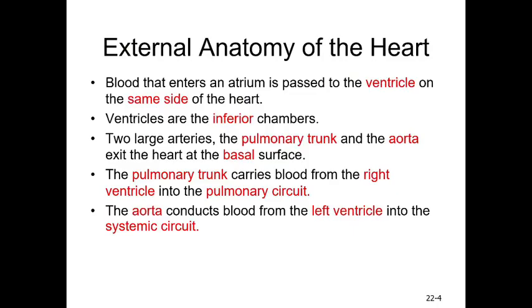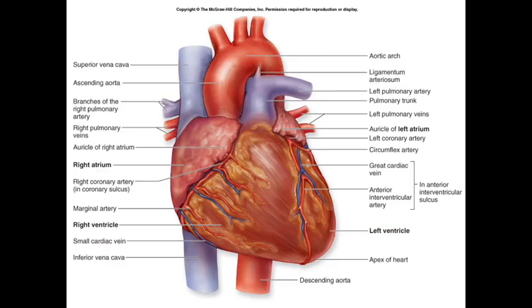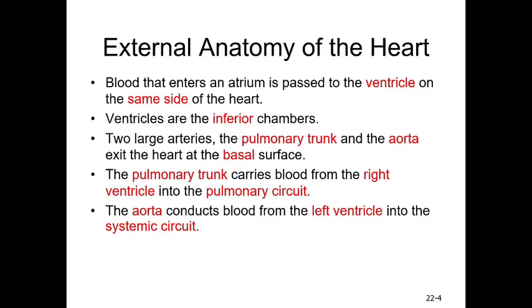So as you look at the heart, we'll look at it internally in a moment, but as blood comes into an atrium on one side, it's going to pass down to the ventricle on the same side. The ventricles are the more inferior chambers. There are 2 large arteries associated directly with the heart, and one is the pulmonary trunk. The other is the aorta. We're going to see that both of these large arteries exit the heart at what's referred to as the base of the heart or the basal surface.